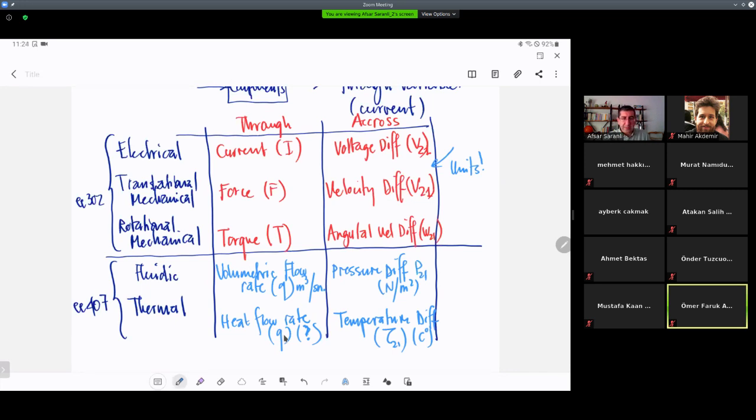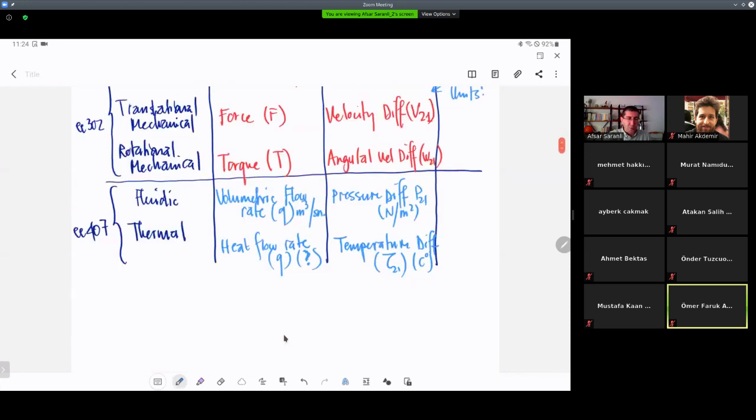Now let me very quickly introduce our example, and then we will finish for today. This example we will cover the next time. Okay. So example. This is a heat transfer process.